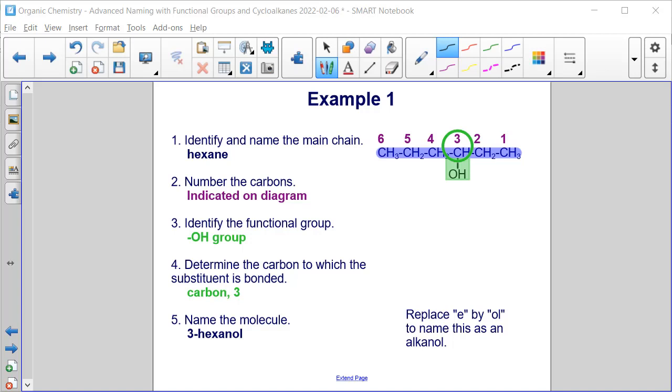All right, so here's a summary of everything we did in naming this molecule, and just as a reminder, it is 3-hexanol. We replace that E in hexane with OL.